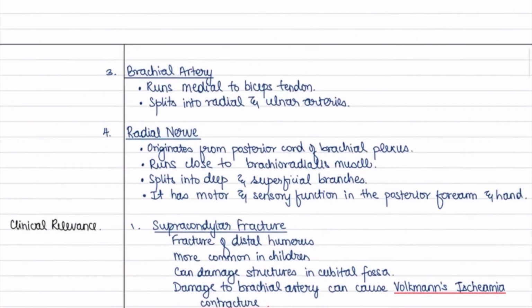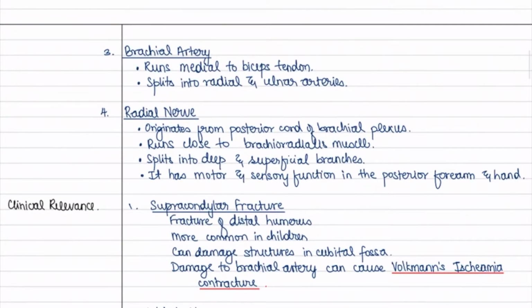The third content, the brachial artery, runs medial to the biceps tendon and splits into radial and ulnar arteries in the cubital fossa. The radial nerve originates from posterior cord of the brachial plexus and runs close to the brachioradialis muscle. In the cubital fossa, it splits into deep and superficial branches. It has motor and sensory function in the posterior forearm and hand.